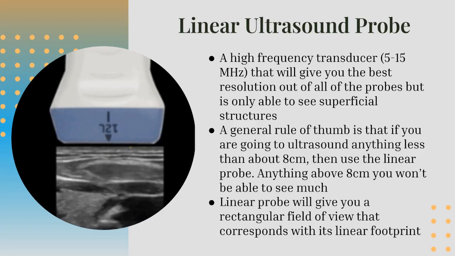The linear ultrasound probe is a high-frequency transducer. The frequency range is from 5 to 15 megahertz. That will give you the best resolution out of all the probes, but it is only able to see superficial structures. A general rule of thumb is that if you are going to ultrasound anything less than about 8 centimeters, then use the linear probe. Anything above 8 centimeters in depth, you won't be able to see much. A linear probe will give you a rectangular field of view that corresponds with a linear footprint.